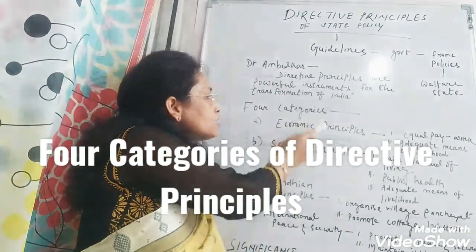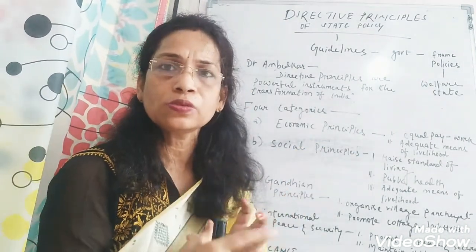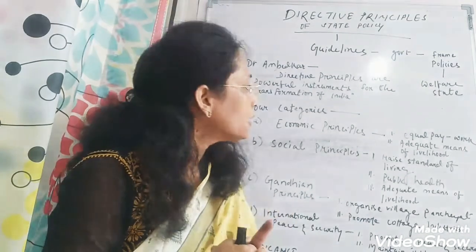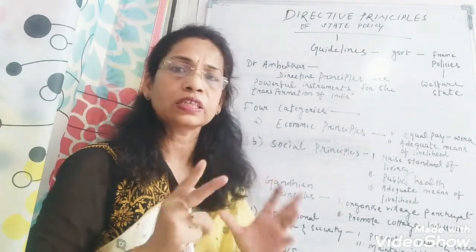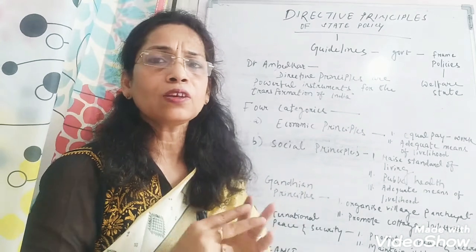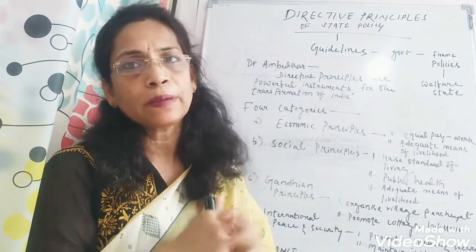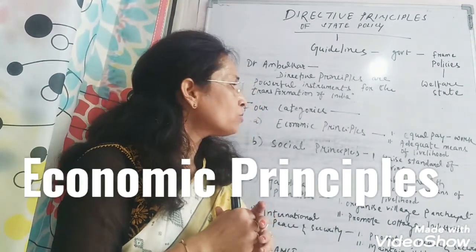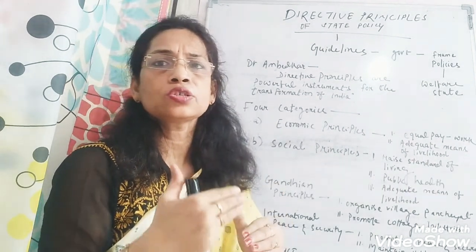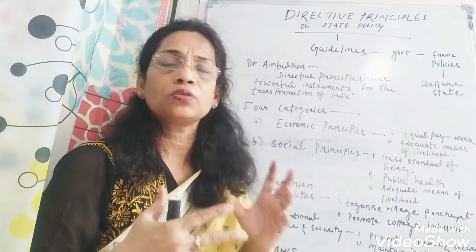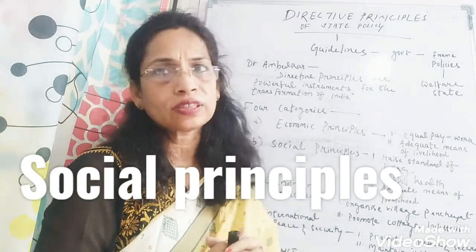What are the 4 categories? The first are economic principles. It means these principles are for economic development. Under it, what has been achieved? Equal pay for equal work. Between men and women, male and female, there will be no difference; for equal work, equal payment is to be given. Second, adequate means of livelihood. All the people of India should get proper means of livelihood. Some way or the other, they should get ways to earn their living.